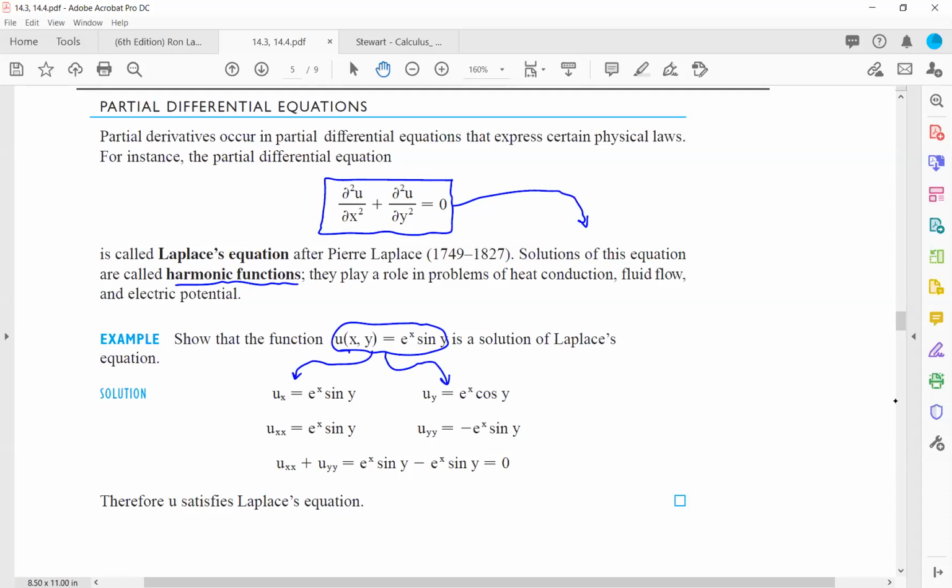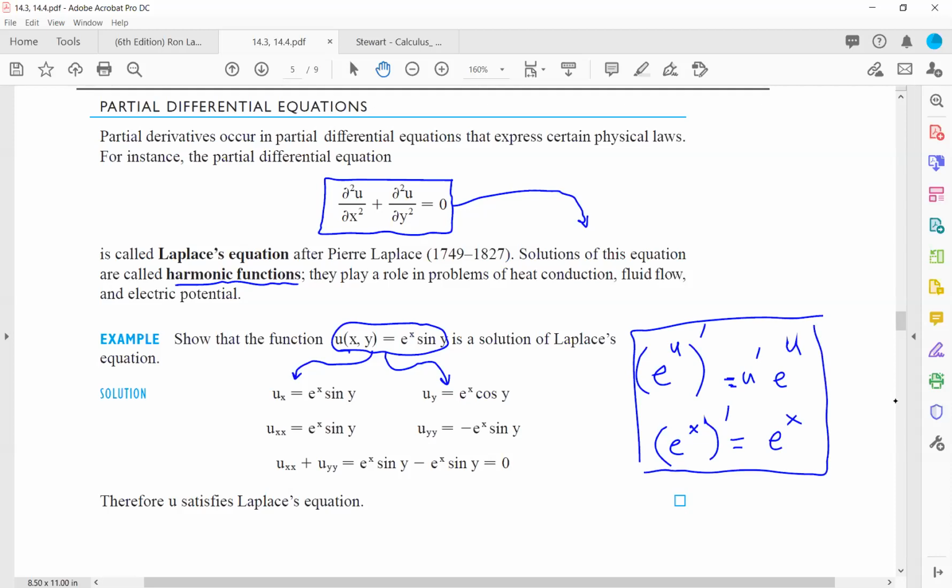Perfect. Here you have e to the x sine y. The derivative is equal to e to the x sine y. Remember that in general, if you have e to the u and you're taking the derivative, using the chain rule it is u prime e to the u. So when you're taking the derivative of e to the x, it is x prime, which is 1, times e to the x, or nothing but e to the x.